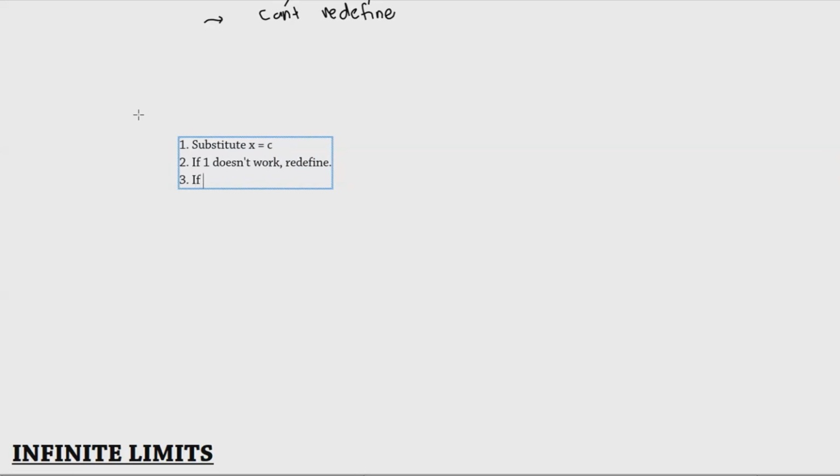And then if redefining doesn't work, apply calculator technique. You can't find this in any website. But these 3 steps use a calculator technique where we find the limits of a certain function. And usually the 1, 2, 3 steps would give you almost 80% of the answers to the problems here.